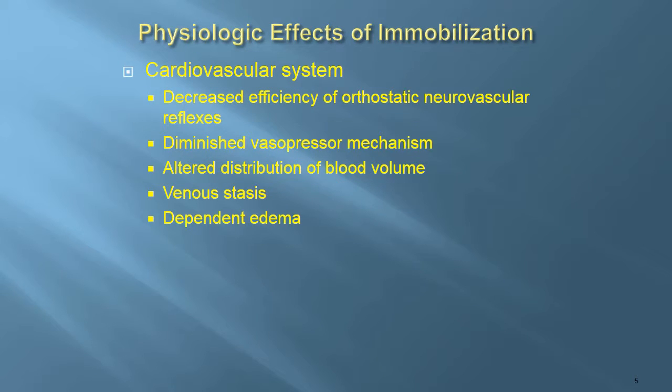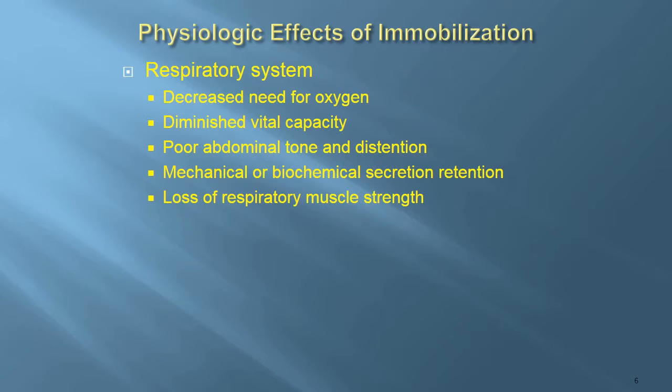Immobility also affects the cardiovascular system. It causes decreased efficiency of the orthostatic neurovascular reflexes. It causes diminished vasopressor mechanism, altered distribution of blood volume, also venous stasis and dependent edema. Effects of immobility on the respiratory system include a decreased need for oxygen, a diminished vital capacity, poor abdominal tone and distension, mechanical or biochemical secretion retention, and loss of respiratory muscle strength.